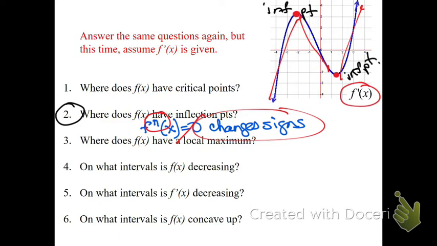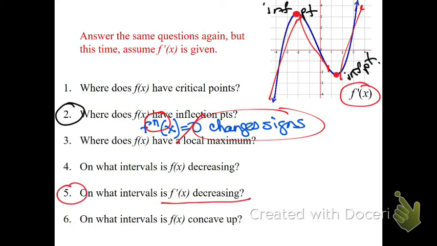So again, does that look like an inflection point on that graph? No. That's because this is not the graph of the original function. This is the derivative graph. So everything is one thing away. All right, let's do number 5.